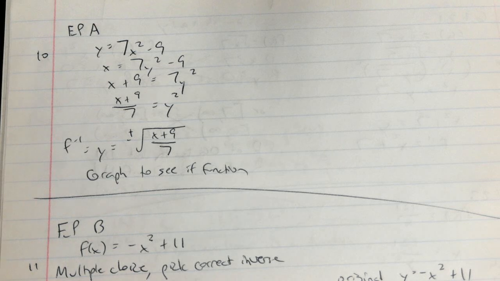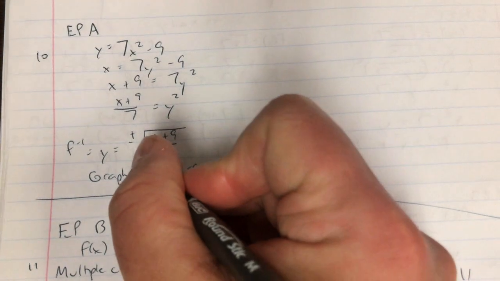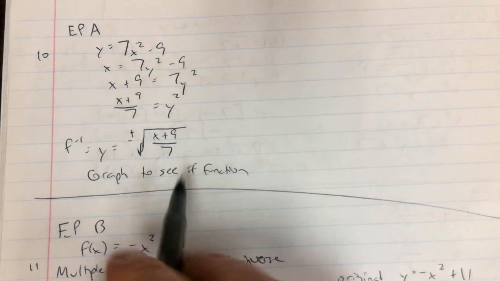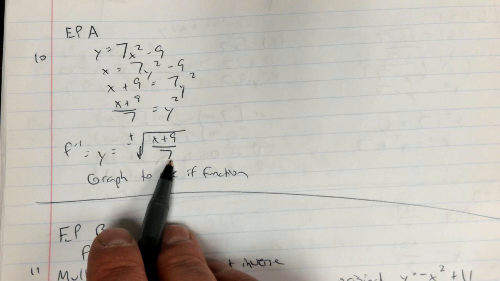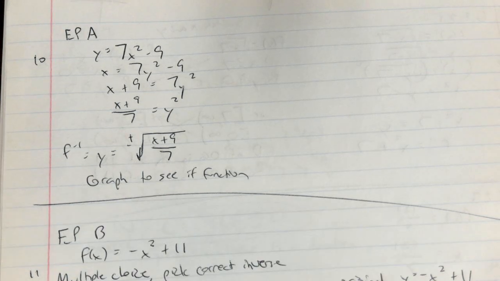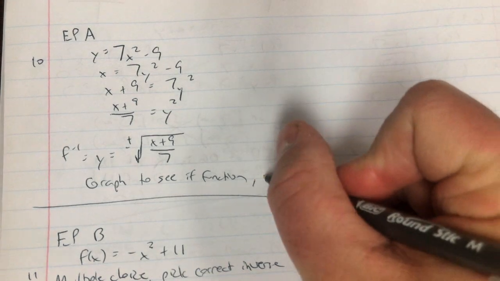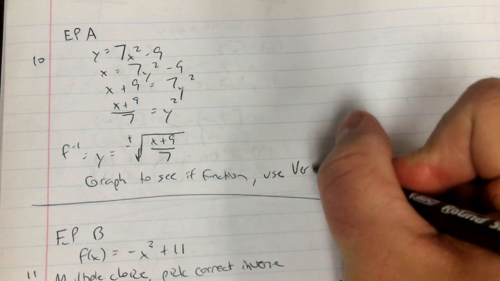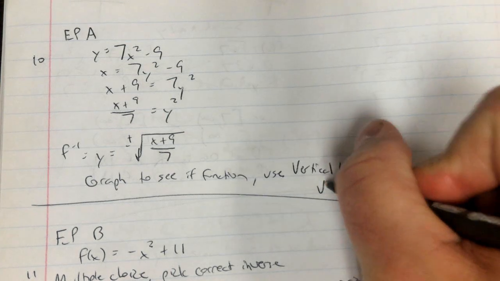In this case, it is the tall square root just like always, but you can't split up the square root of 7 into like 2 something or 3 something. And so that's why we're just going to leave it that way. So that's your inverse, and you want to graph to see if it's a function. And again, use the vertical line test, or VLT.